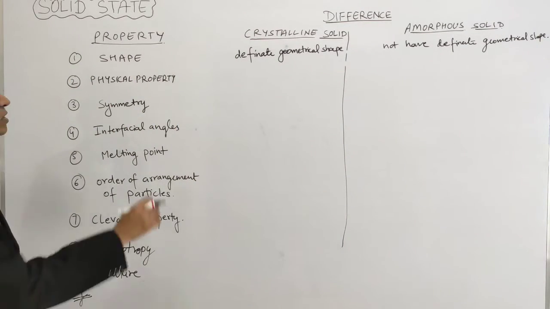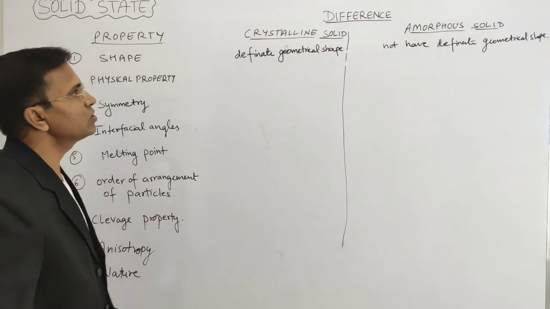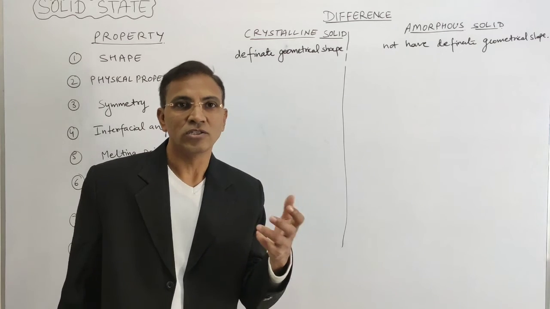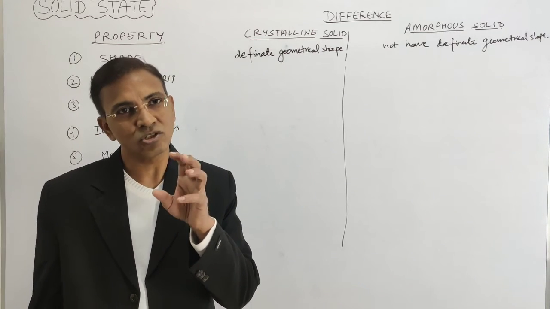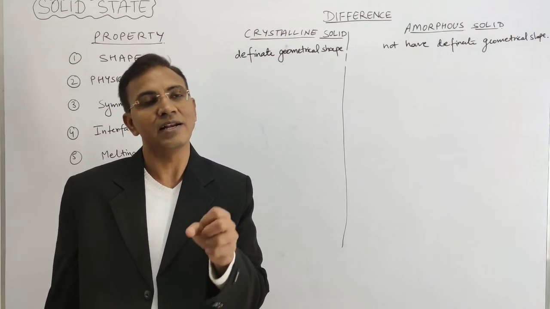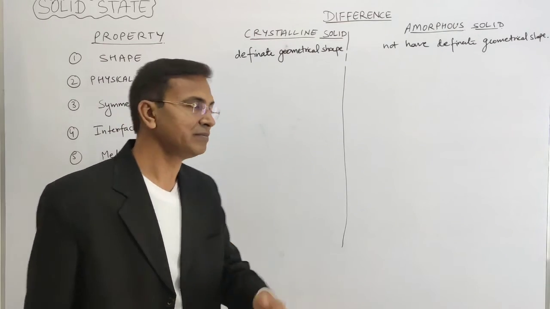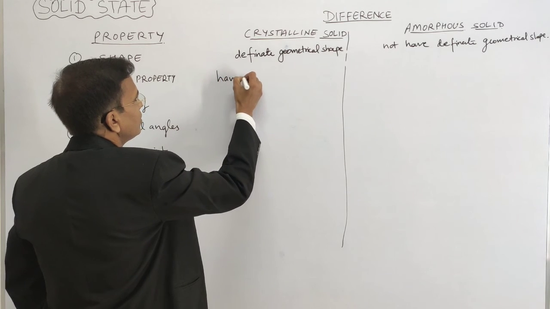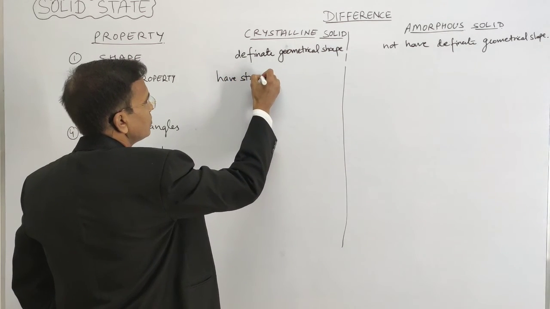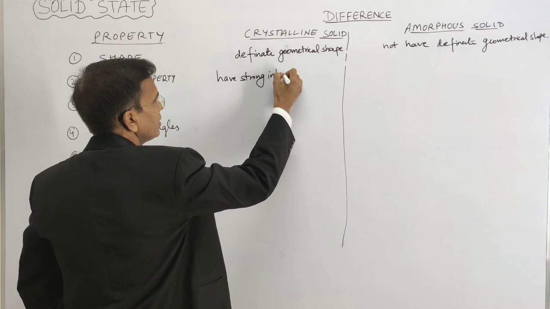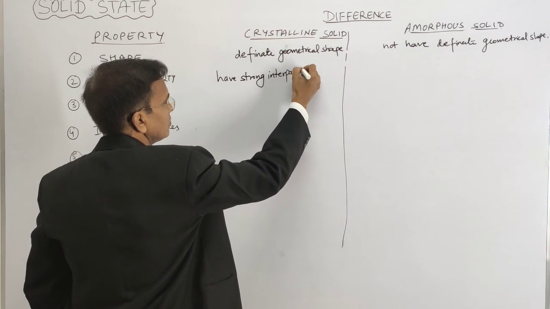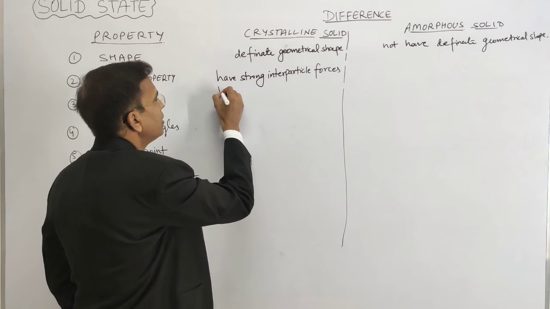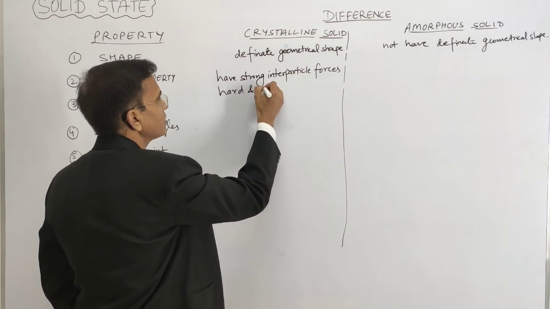Now the next property is physical property. Crystalline solids have very strong interparticle forces. So they have very strong forces between the particles, and they are hard and elastic.